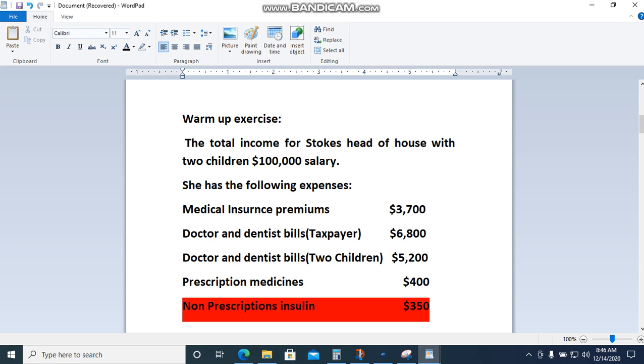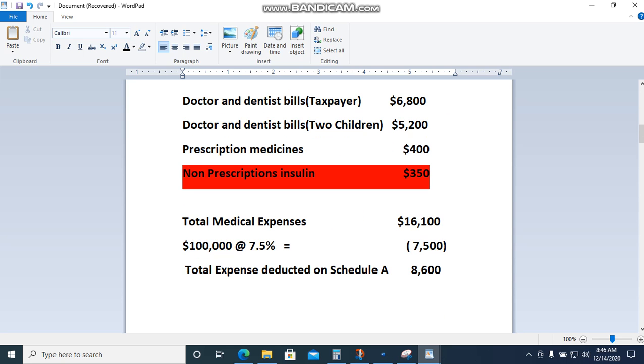Now, whenever you see the red highlight, just to point out, non-prescribed medicines that you get over the counter are not deductible. So that's why I put that red highlight on there, which is not going to be calculated in this equation here. Such things like Advil. If you buy Advil over the counter, you cannot deduct that. Only prescribed medicine can you deduct on your tax return. So if you add all these figures together, the total medical expenses is $16,100, excluding the non-prescription insulin.